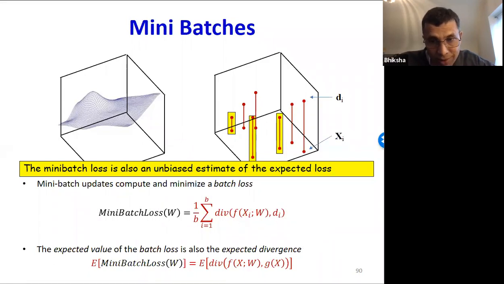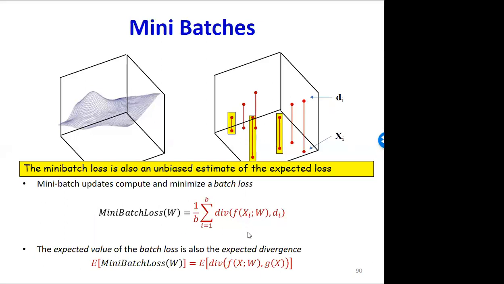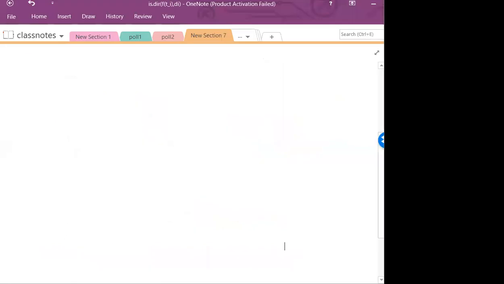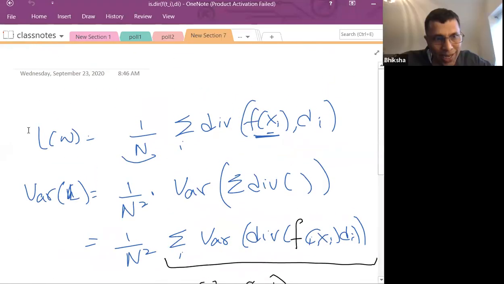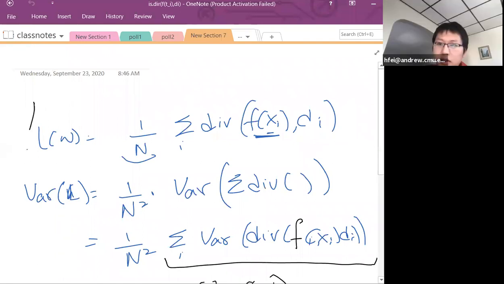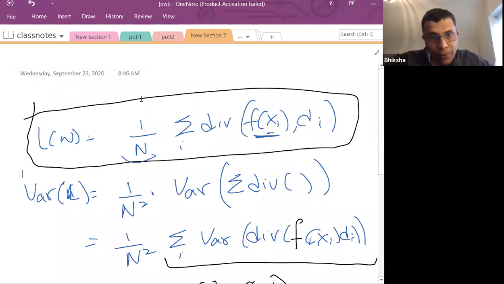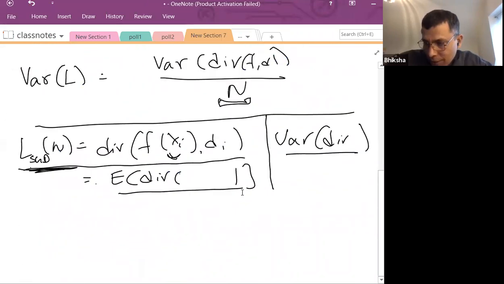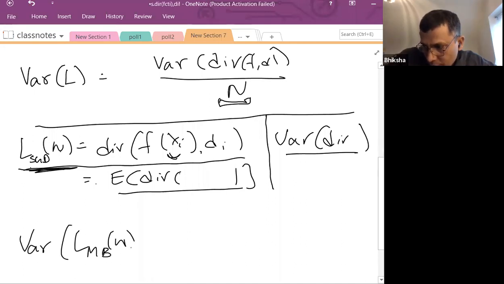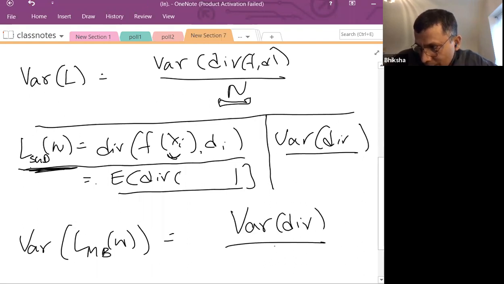What about the variance? Is it the same? Maybe. Okay, go back and look at this over here, right? Variance, is it b over n? There is no n over here, right? Now we are working off a batch size of b. So the variance of the mini batch loss is going to be the variance of the divergence divided by b. Remember, for the full batch, it was divided by n.